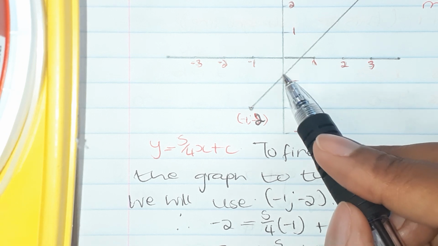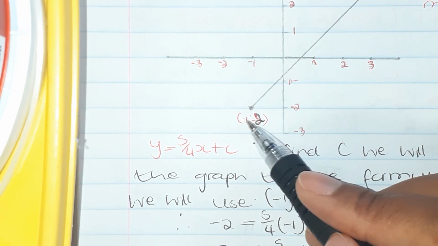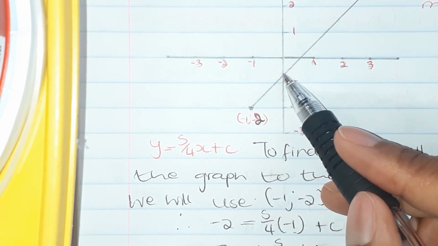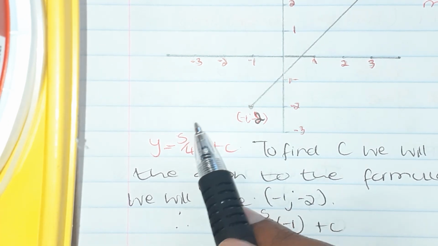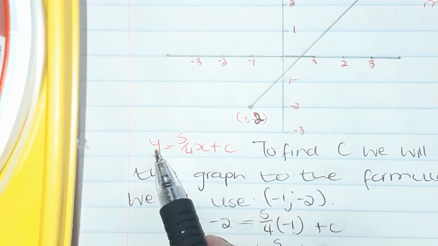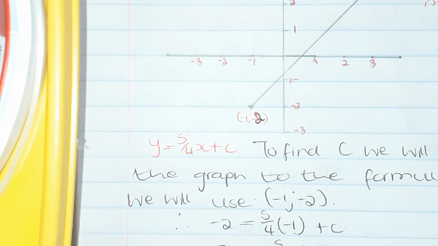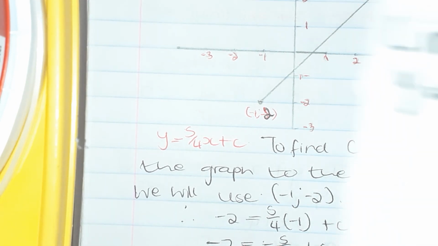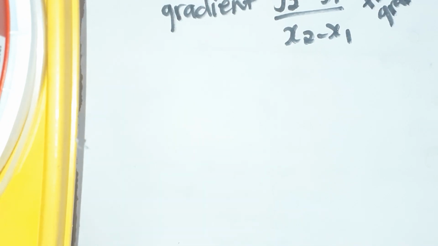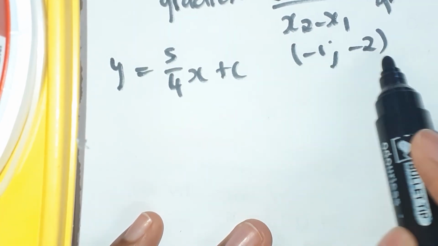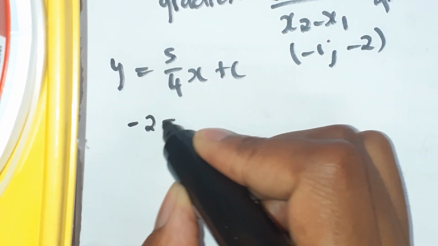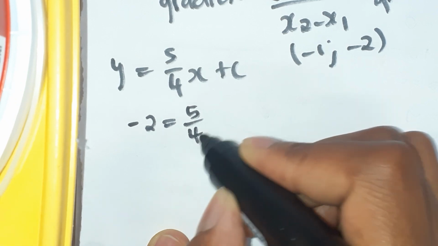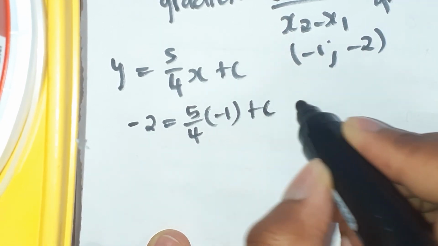Because it's on the negative, we can substitute -1 and -2 to find this. It's 0 something, just before 1. So we will substitute -2 as y, and then we'll substitute -1 as x. Let me write it. Yes, so we have these values on the graph. We can just say -2 equals 5/4 into -1 plus c.